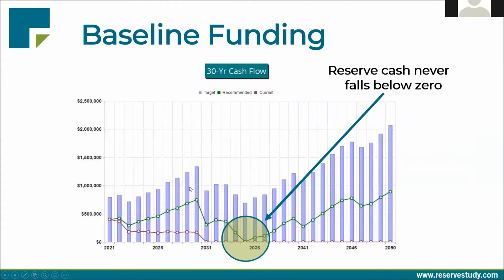With exactly the same expenses, this is what pursuing a baseline funding goal looks like. Lower contributions that theoretically keep the reserve cash positive, well below the cash balance carried in full funding for associations. They get very close to zero in about 15 years. And it's at pinch points like that where the special assessments occur when things don't go exactly as planned.